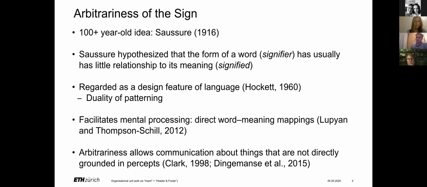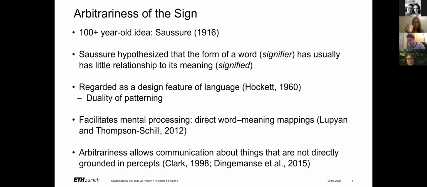So to go back to the arbitrariness of the sign, which perhaps you guys have all heard of, it is an idea that goes back to the linguist Saussure, 1916. That's an interesting date because that's actually the date I think his book was published, but it wasn't actually his book. He never wrote anything in his lifetime. He was just a lecturer who taught a lot of students. And then after he passed away, his students put together a book and published it under his name posthumously.